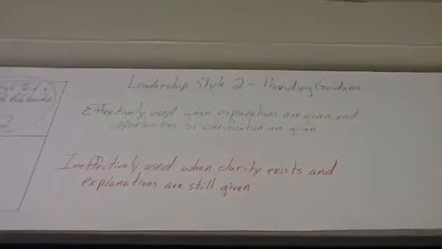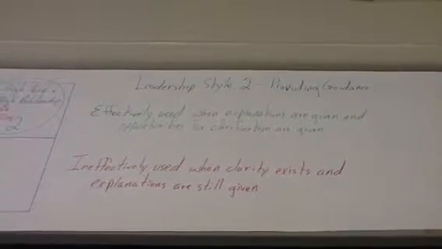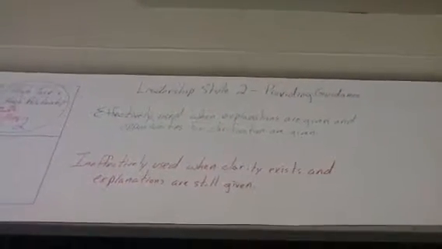You kind of ask them to repeat what you told them. They can learn it that way if they said it correctly. If they didn't say it correctly, you know they didn't understand you correctly, and you can re-instruct. It's ineffectively used when clarity exists and the explanations are still given. So to me, that's a boss on a power trip.